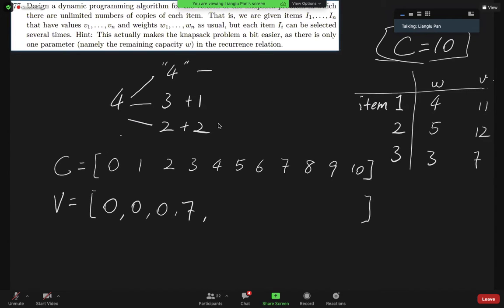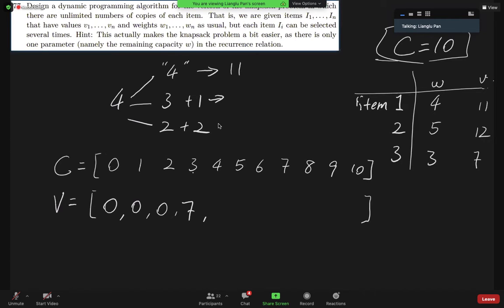For the first scenario, of course, we have an item having weight of 4, which will give us 11 as the total value. And for the second one, if we are splitting the space into 3 plus 1, then I think the problem becomes, what is the highest value we can get if we have capacity 3, plus what's the highest value we can get if we have capacity 1? And looks like these 2 problems have been solved already.